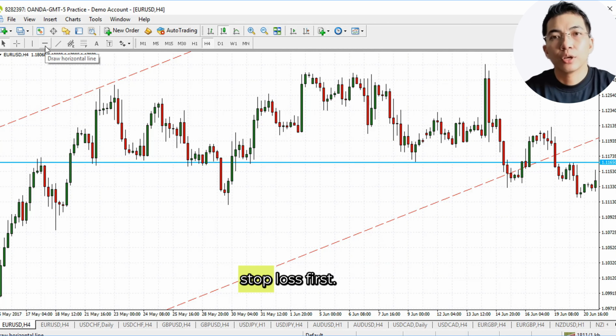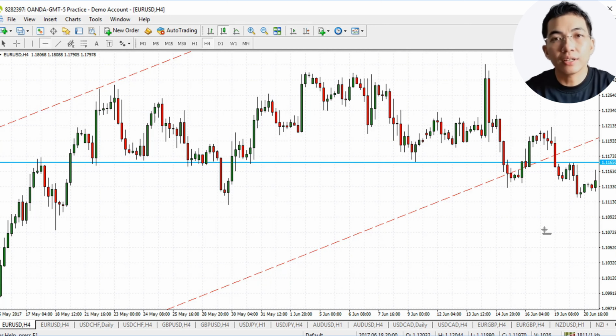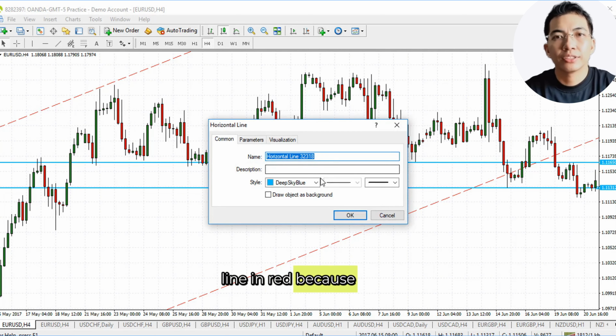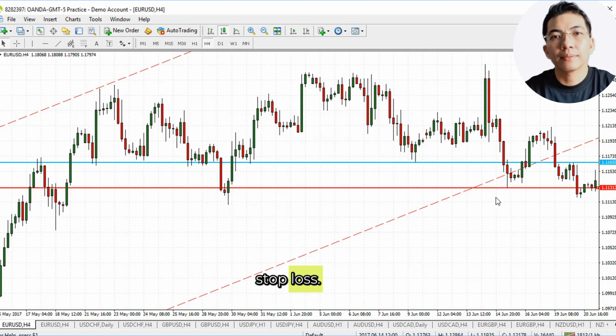Let's talk about the stop loss first. I want to place it below the channel and if it is possible below the previous low. So what I need to do is to look for my previous low and it is quite easy to find it. I can see that it is here, so my line will be here, but I want to color my line in red because this will be my stop loss.